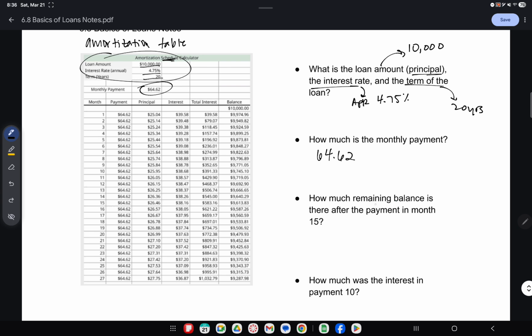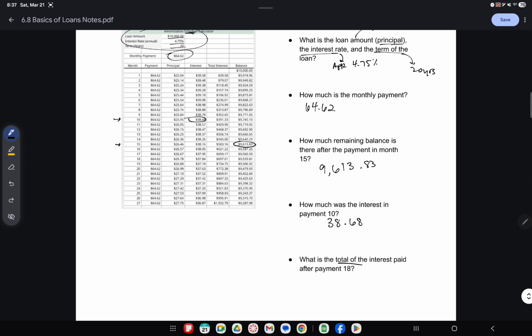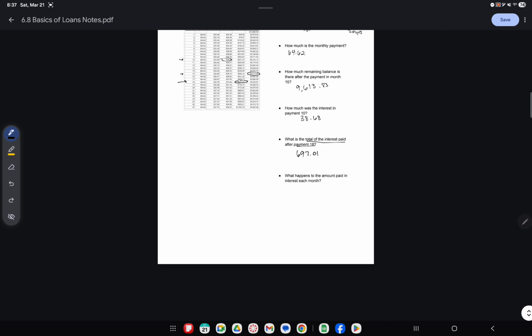How much remaining balance is there after the payment in month 15? So here's month 15. The remaining balance is $9,613.83. How much was the interest in payment 10? So payment 10, interest $38.68. What was the total interest paid after payment 18? So here's 18, total interest $697.01.